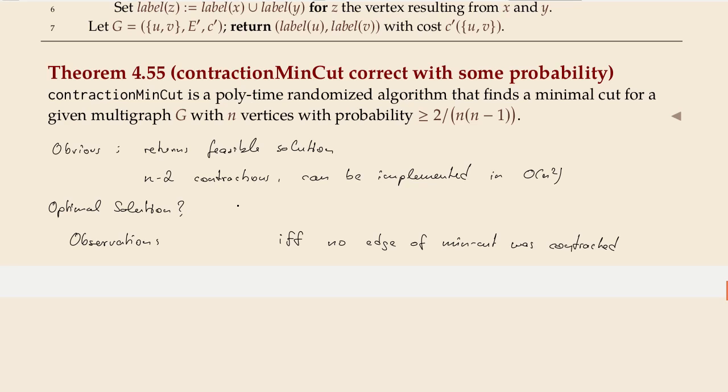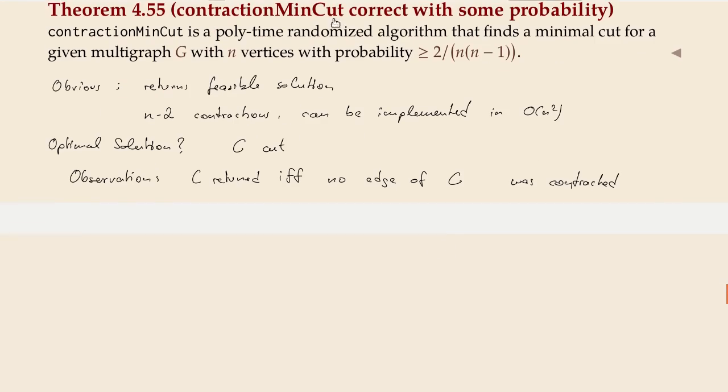Okay, let's say C is optimal. Well, you know what? This is actually true for any cut. So if C is some cut, then we'll return C exactly when we don't contract any of the edges in this specific cut. And that in particular applies for the one min cut, and that's all we're going to use.